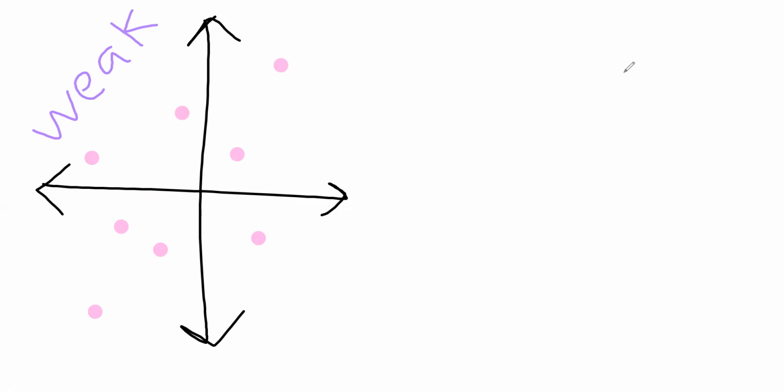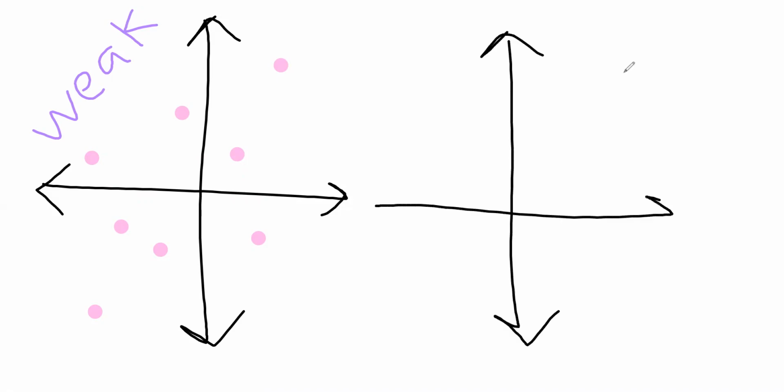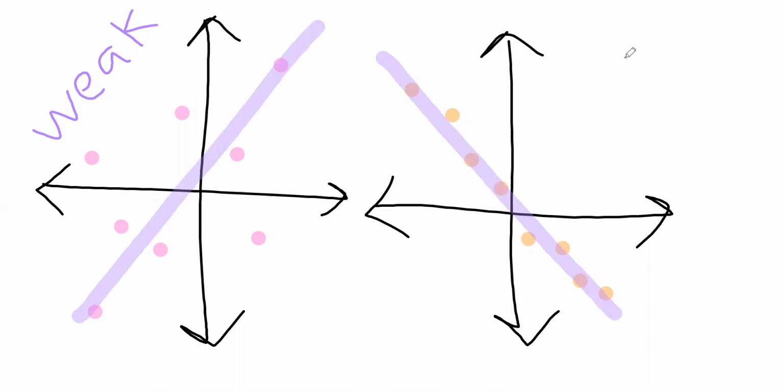The other possibility is if you have a strong one. So let's go ahead and do a strong negative. Want the bigger points so you can see them. It would be something like this. See how those are actually pretty close to making a nice line? The closer it is to a line, the stronger it is.